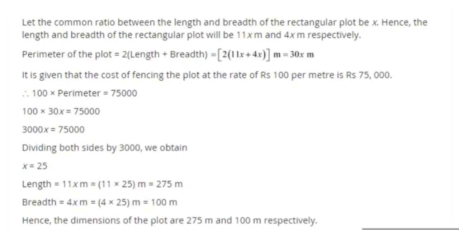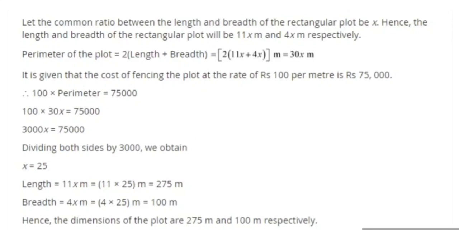So the length and breadth of the rectangular plot will be 11x and 4x. So the perimeter formula is 2 in bracket L plus B. So 2 into L value 11x and B value 4x. So 11 plus 4 is 15, 15 into 2 is 30x. It is given that the cost of fencing the plot at the rate of rupees 100 per meter is 75,000. Means the perimeter we will multiply by 100.